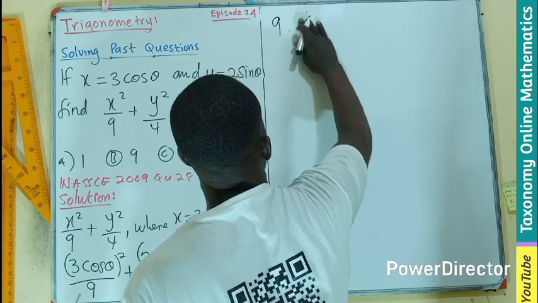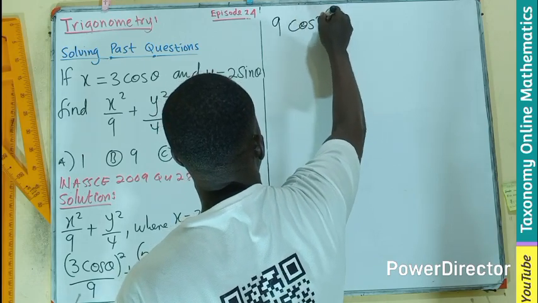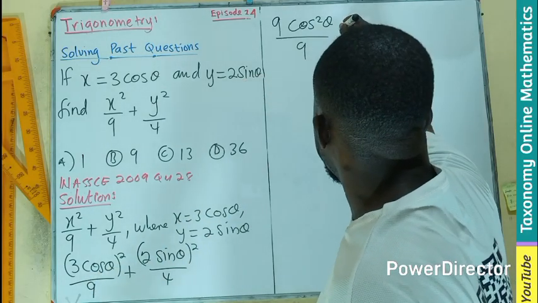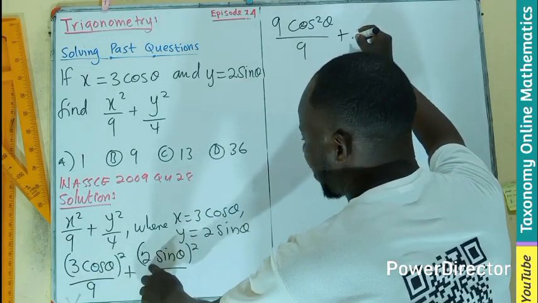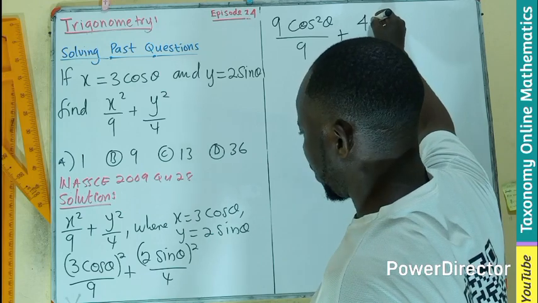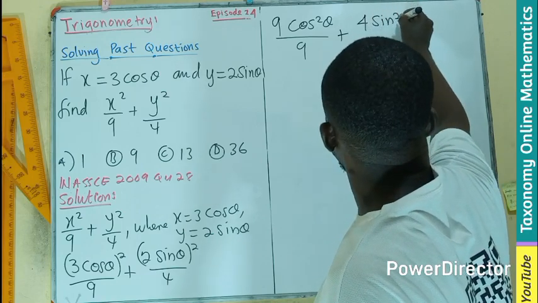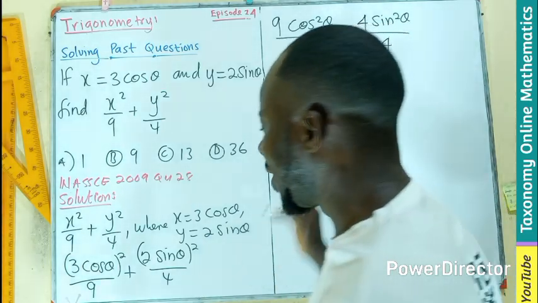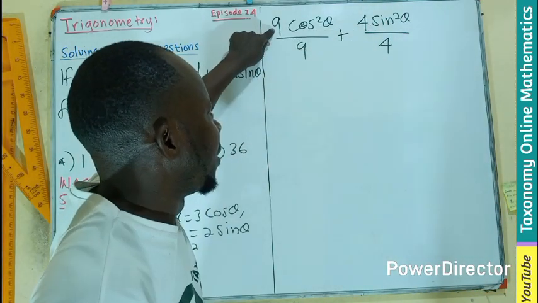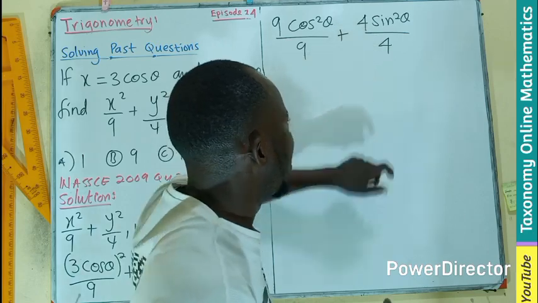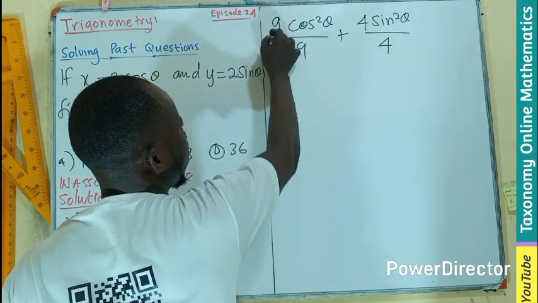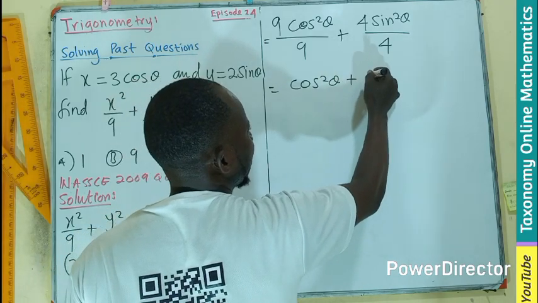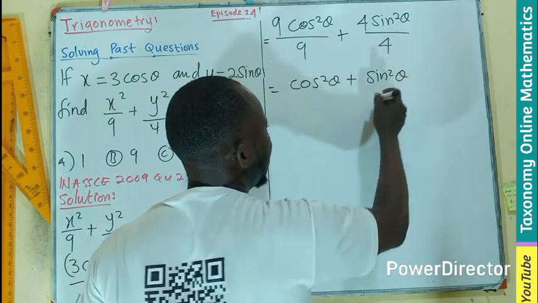Then that is cos, right? So we have cos squared theta divided by 9 in the case of this. Then plus the square affects this, so we have 4. Then we have the sine squared theta divided by 4. What are we seeing here? We can see that the 9 here can cancel this, the 4 can also cancel. So this means I have cos squared theta plus sine squared theta.